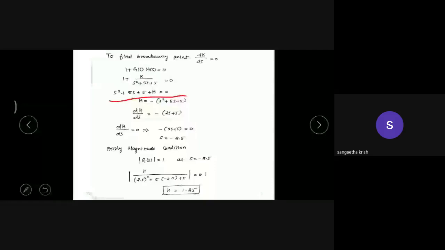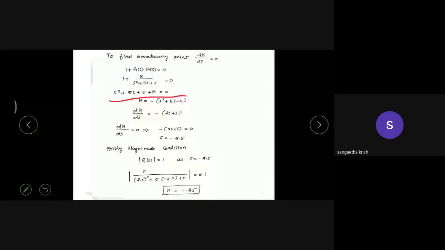Now differentiate this equation with respect to s and equate to 0. If I do the differentiation, s square will become 2s, 5s will become 5, and the constant will become 0. Now equate to 0 and find the value of s. Okay, so I'm getting s equal to minus 2.5. Okay, I'm getting only one value.